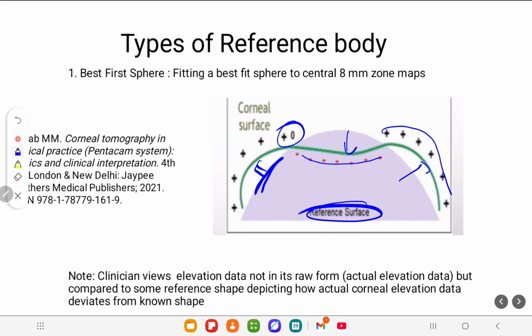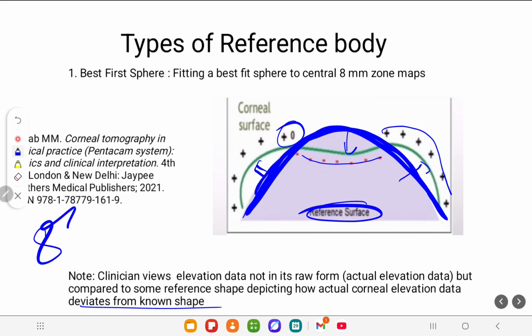It's very simple. So the clinician views elevation data not in its raw form, but compared to the reference surface shape, depicting how actual corneal elevation data deviates from a known shape. Basically this sphere, whatever it is, is compared with the real cornea. See, if you don't have sea level, then how will you tell that Mount Everest is at 8848? Is there any other reference?